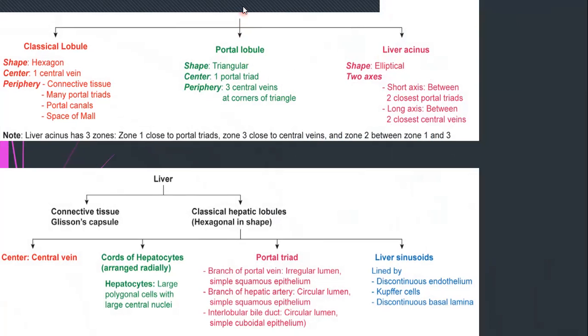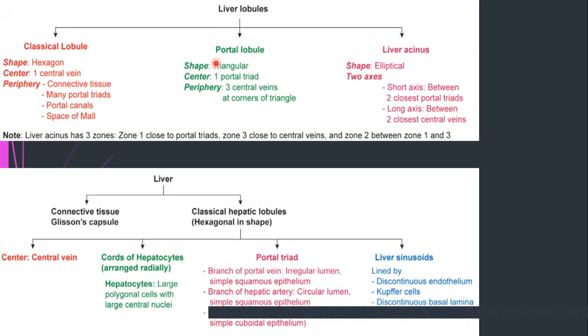Then here we have a summary. Let's look at this summary. The liver lobules: there are 3 types, classical, portal, and the liver sinusoid, or the hepatic acinus of Rappaport. The classical lobule is hexagonal in shape. At the center, you have the central vein. Then the portal lobule is triangular. At the center is the portal triad. The liver acinus, or the hepatic acinus of Rappaport, is the structural and functional unit of the liver. They are elliptical in shape, and they have 3 zones.